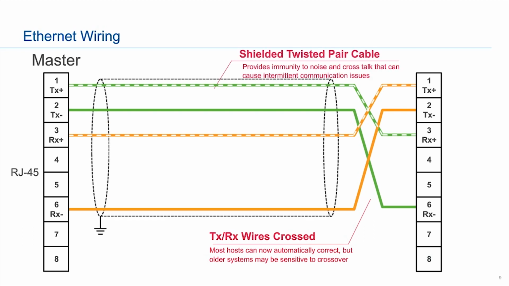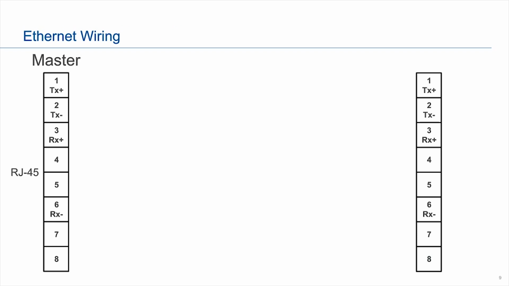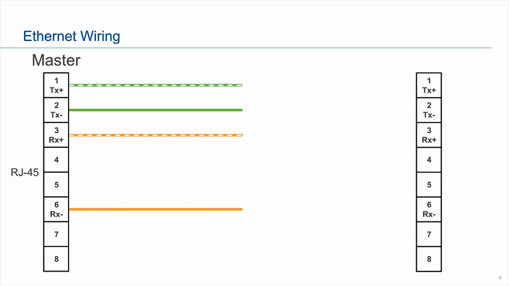It still should be twisted, shielded pair cable to provide immunity to noise and crosstalk, and definitely, Ethernet is one of the most common ways we see it communicating now.